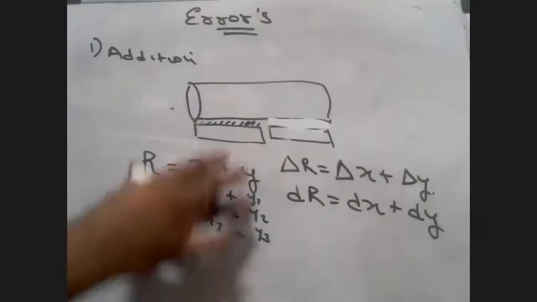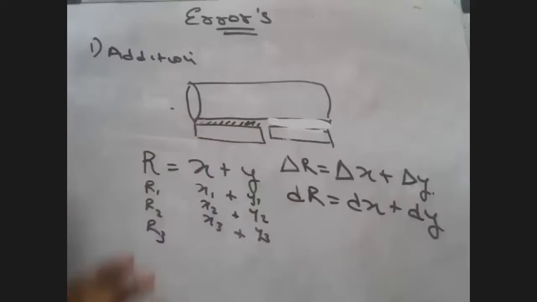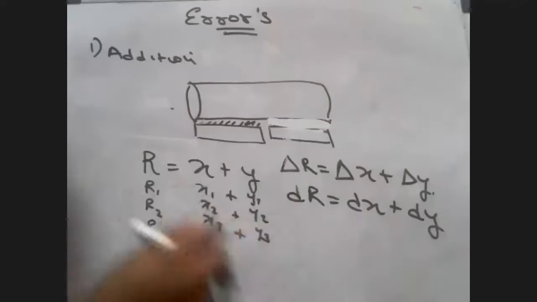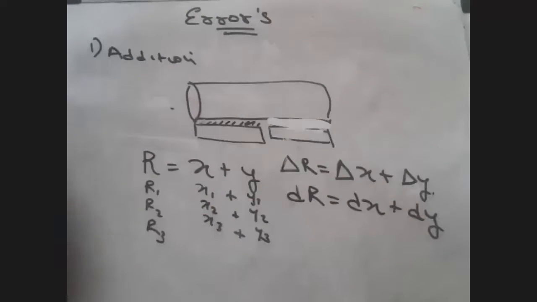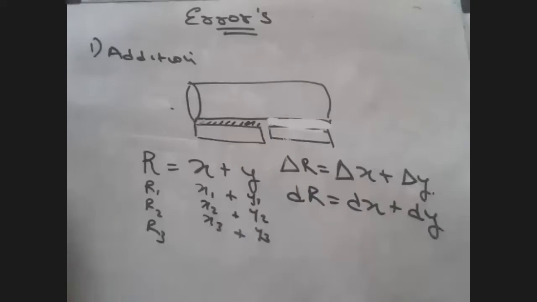I just took measurements like this. I took one scale, keeping it stuck to this cylinder, and took measurements many times. I got x1, x2, x3. Similarly, I stuck the other scale and got y1, y2, y3. Because of that, my result also kept changing.